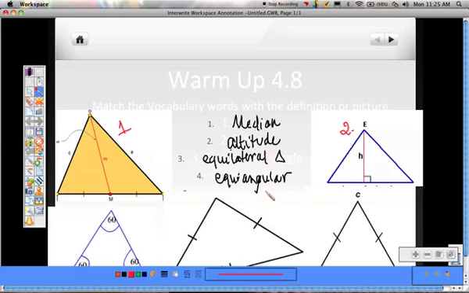Equilateral would be all 3 sides are the same. It's kind of cut off here. This has 2 marks. This has 1 mark. So equilateral would be this one right here. And equiangular, all the angles are the same.